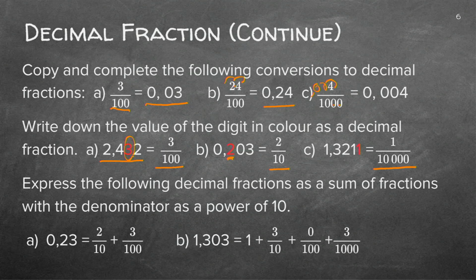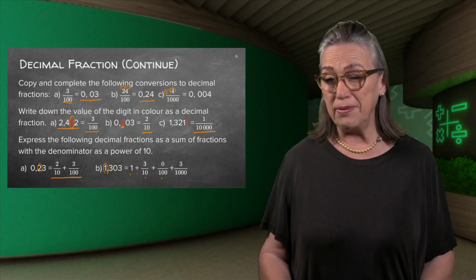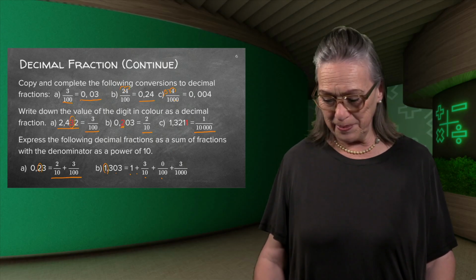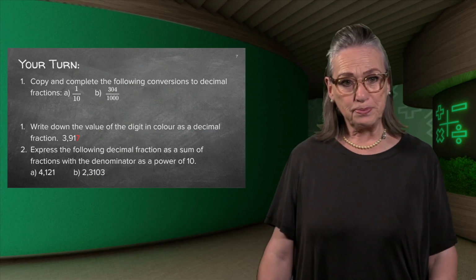Okay, so now they ask us to express the following decimal fractions as a sum of fractions with the denominator as a power of 10. So they ask us 0,23. So 2 is going to be 2 over 10 plus 3 over 100. And 1,303 is then going to be 1 as our whole number plus 3 over 10 plus 0 over 100 plus 3 over 1,000. Please stop if I'm going too fast, and then just go over it and make sure that you understand. Okay, so it's your turn.